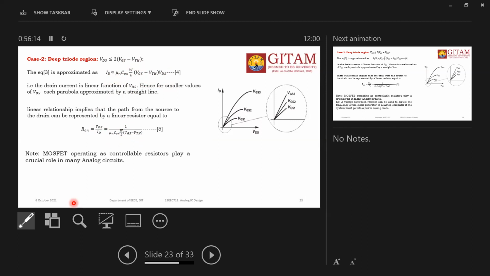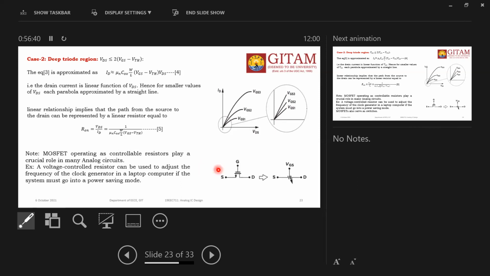Note that a MOSFET operating as a controllable resistor plays a crucial role in many IC circuits. First, a voltage-controlled resistor can be used to adjust the frequency of the clock generated in a laptop computer if the system must go to power saving mode. Where do we use this variable resistor? One is the laptop, and one more: see, this is the transistor. This transistor can be replaced with a variable resistor from source to drain.